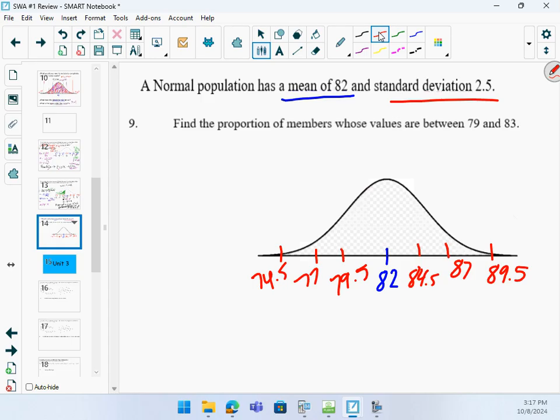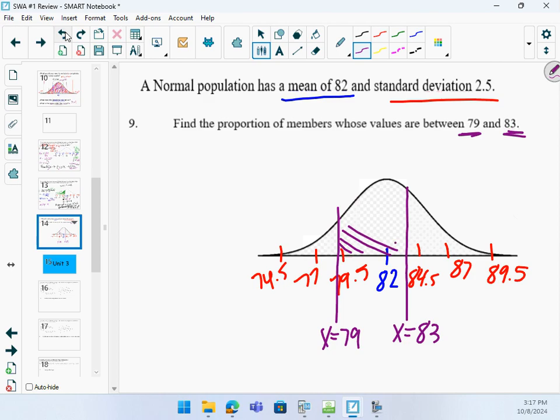Cool. Alright, we want to find the area, or the proportion of people in this population. It doesn't give us any context, so we can't really give it a title. That is between 82, which is right here. No, sorry, I'm reading the wrong part of the problem. Between 79, which is going to be somewhere right here, and 83. So 83 would be somewhere here. And we want to know what percent of the population is in between. So that is what we're on the hunt for.